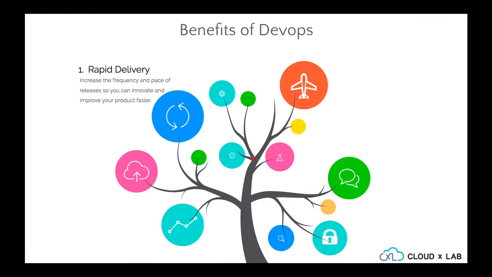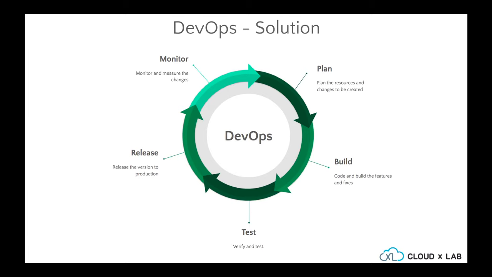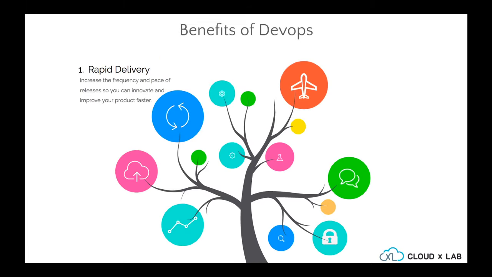Perfect. So there are many more advantages of DevOps. First one is rapid delivery. Rapid delivery as in you can continuously keep on deploying your software. The delivery of your software wouldn't be a one-time event. It will be an ongoing process.